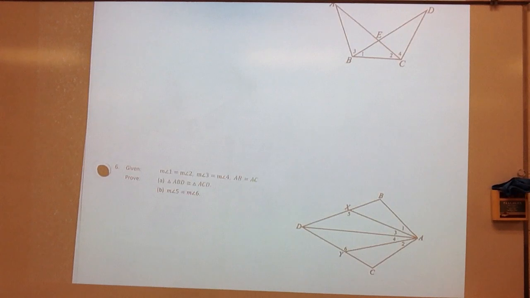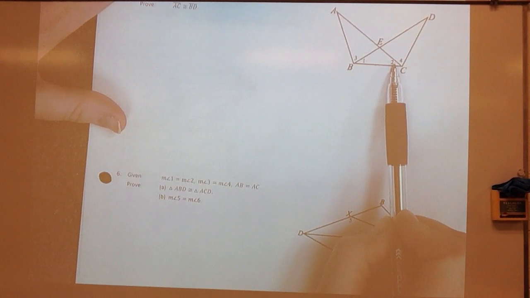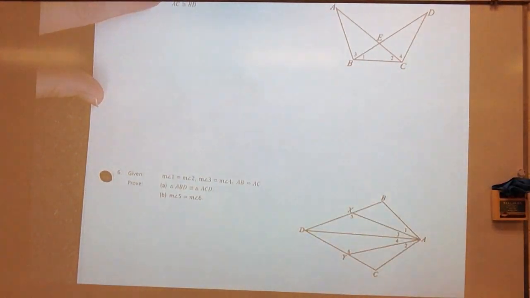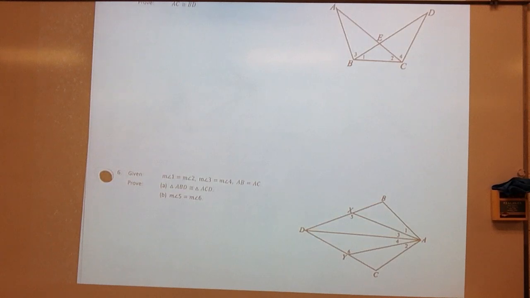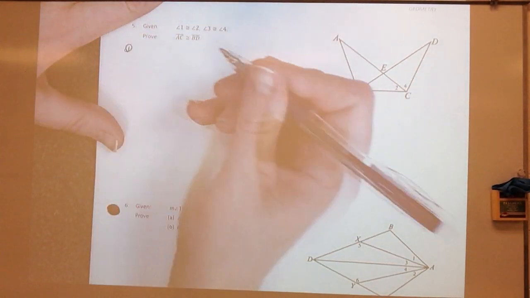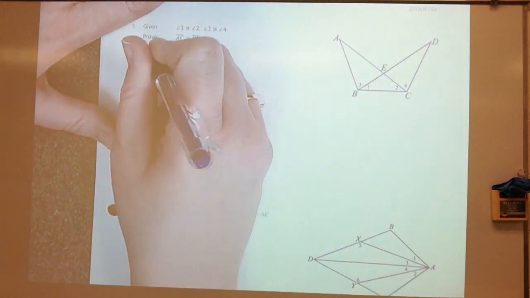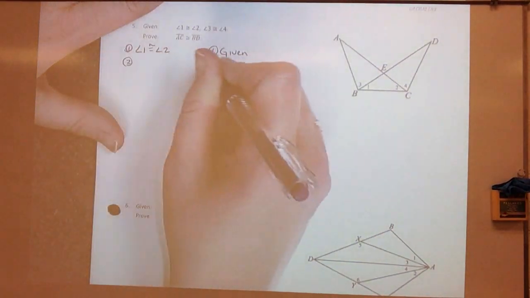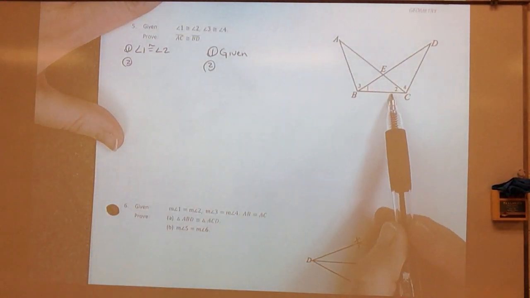Alright, we have two more, guys. Number 5. We're given that the measure of angle 1 is equal to the measure of angle 2, and the measure of angle 3 is equal to the measure of angle 4. They want us to prove that AC is equal to BD. Let's work with splitting up our given information first. Angle 1 is congruent to angle 2, and that is given.